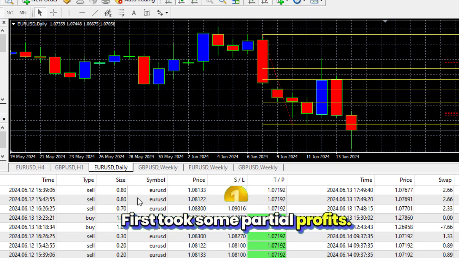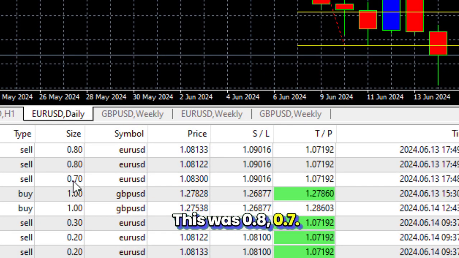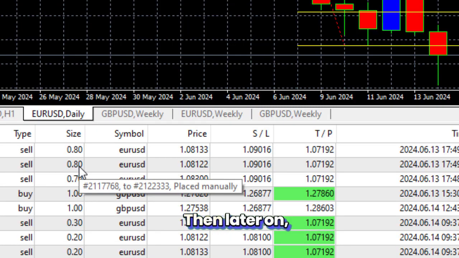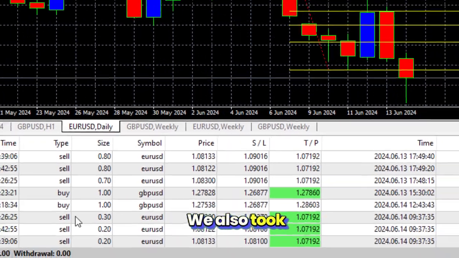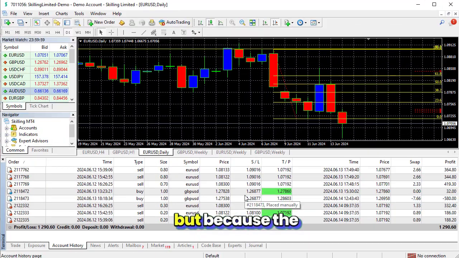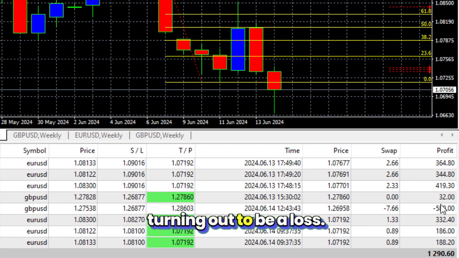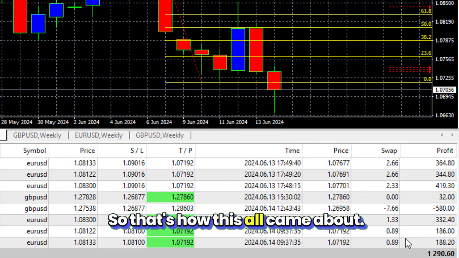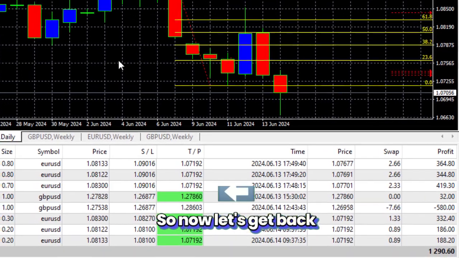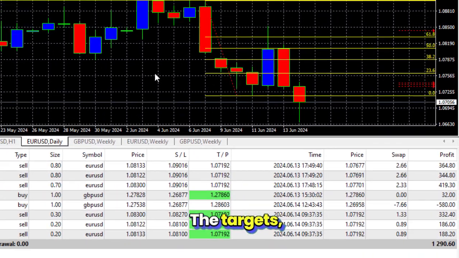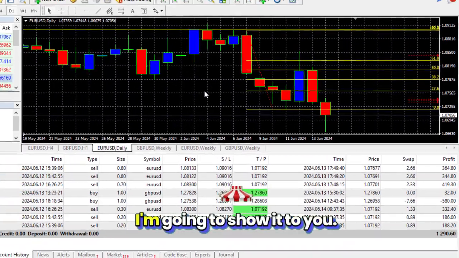We first took some partial profits. This was this 0.8, 0.7. Those were partial profits. Then later on, we took the rest profits. We also took one trade on Pound USD, but because the signal was not so sure, we just took one of it, which ended up turning out to be a loss. So that's how this all came about. So now let's get back into this coming week. The targets you can expect, the exact point, I'm going to show it to you.